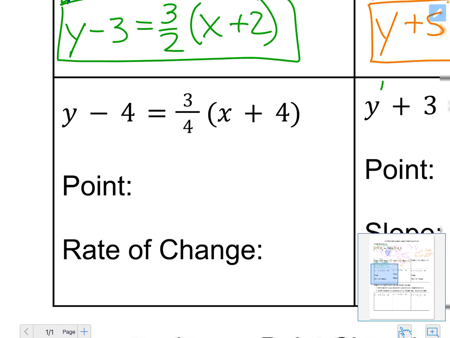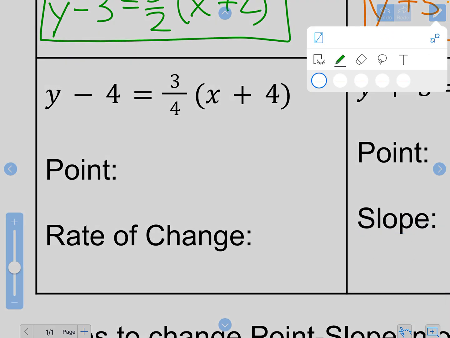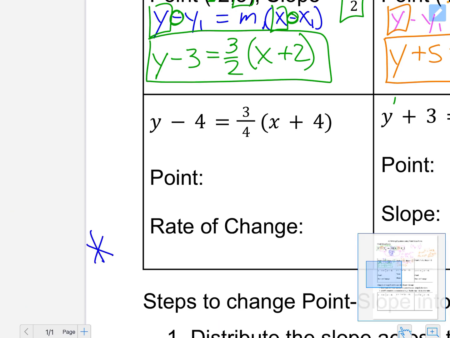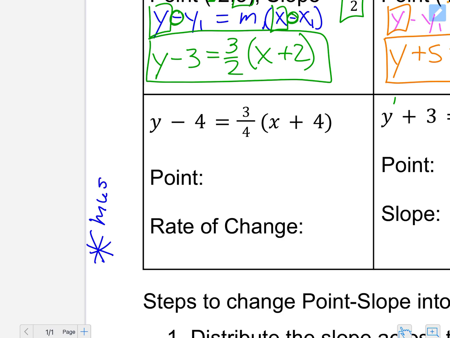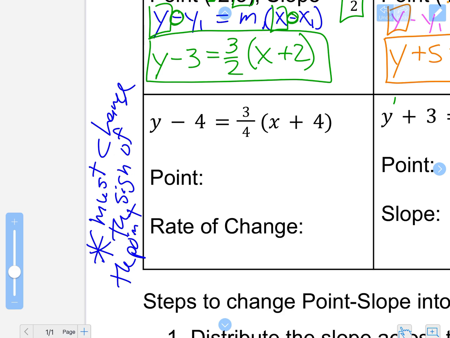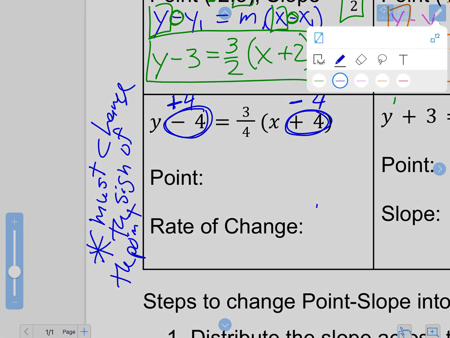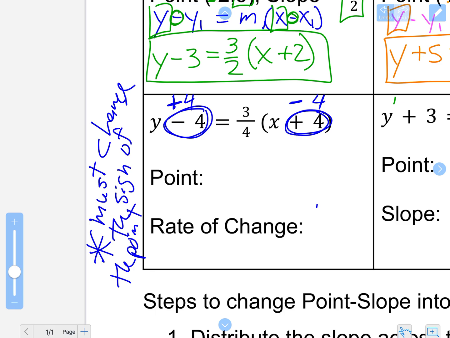Now, I want to make sure that we understand the parts and pieces of the point-slope equation, and I just want to add one real quick note here. We must change the sign of the point. So when I see my negative 4 right here, I'm going to change the sign and it's going to become a positive 4. Right here, when I see the positive 4, I need to change the sign and make it a negative 4. We're going to need to do that every single time.